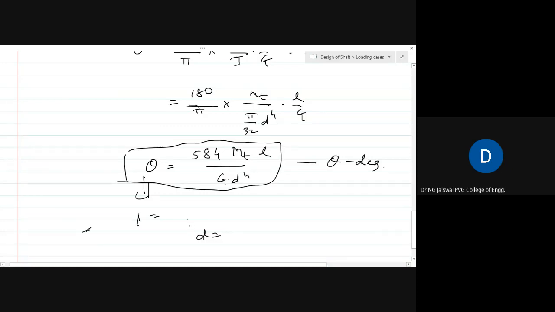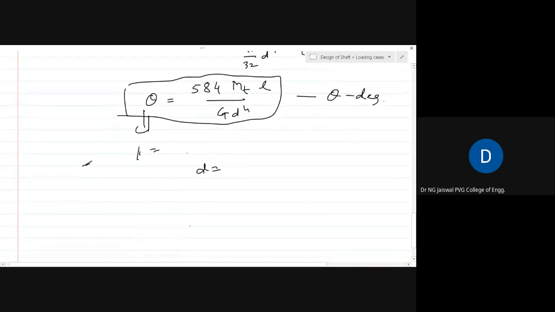This is called design of shaft on the basis of torsional rigidity. There is one more way, design on the basis of lateral rigidity.